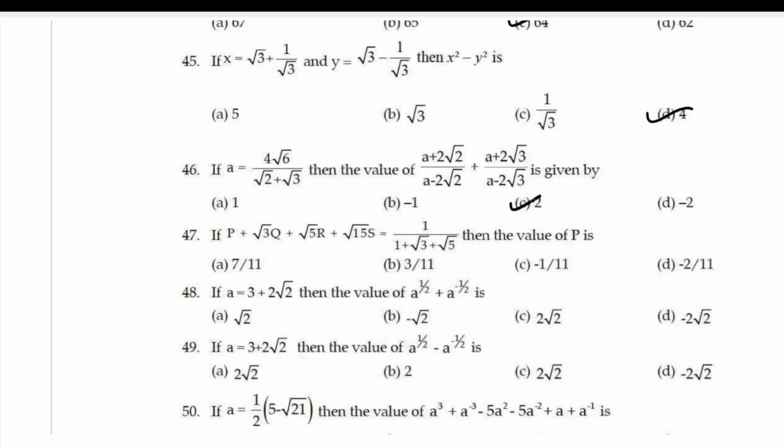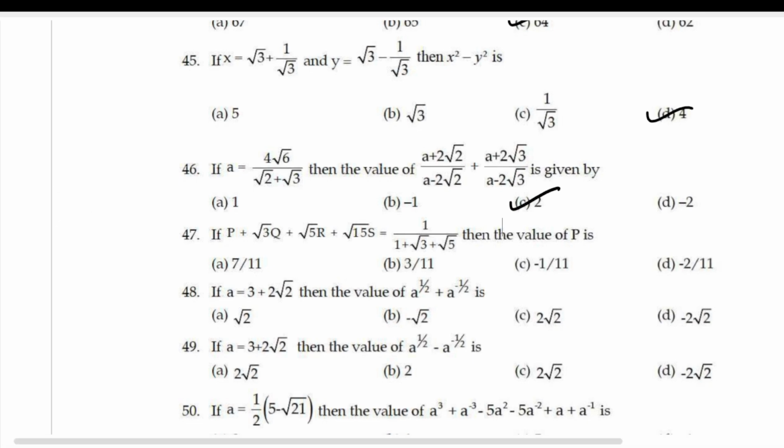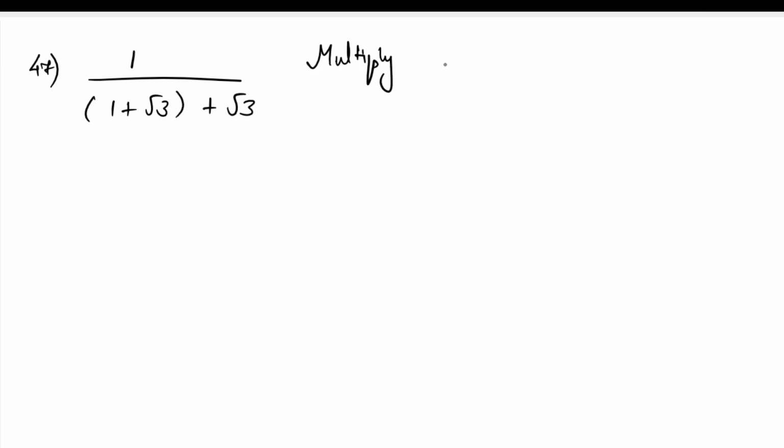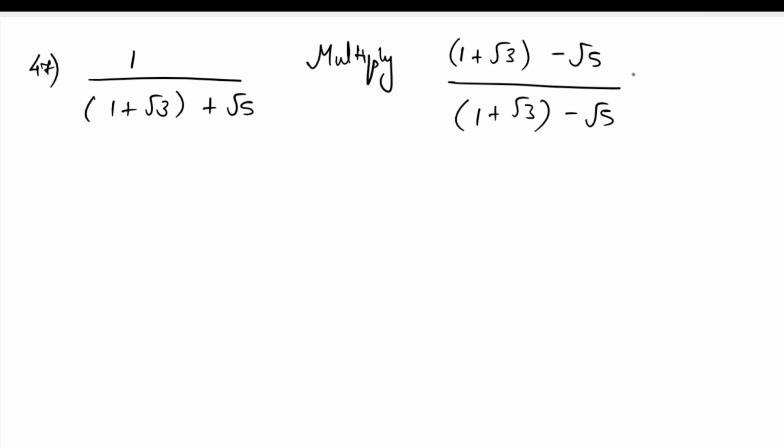46th one, option C, 2. So question number 47: 1 divided by 1 plus root 3 plus root 5. Let's multiply by 1 plus root 3 minus root 5 and 1 plus root 3 minus root 5 in the numerator and denominator.